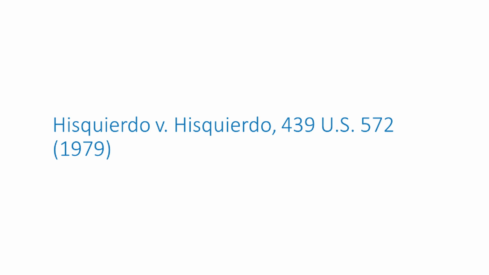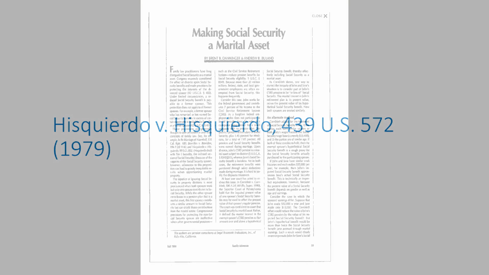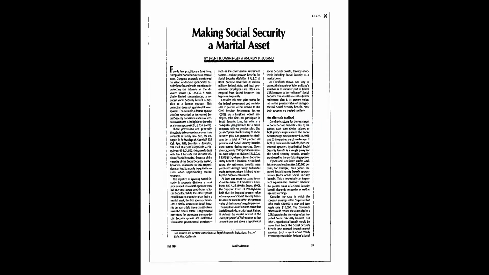Okay, so following the Kornbleth case, were there certain treatises or materials that pointed out any problems with the hypothetical approach? There was a very aptly named article in 1991 in the Family Advocate called Making Social Security a Marital Asset. It was done by Bullen and Deniger. And what they pointed out was that hypothetical was making Social Security a marital asset in a way, but there was a significant hole in hypothetical offsets.